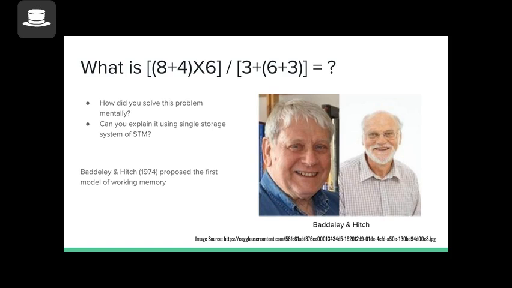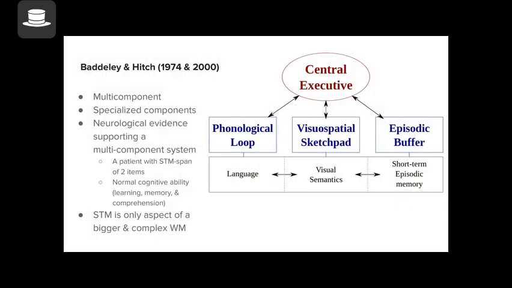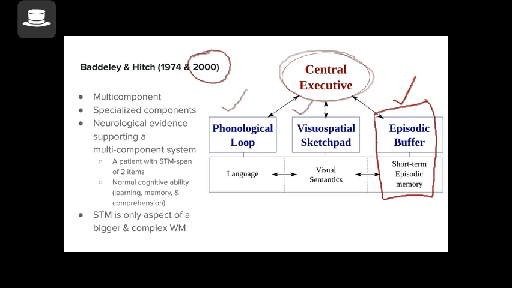So to explain it, Baddeley and Hitch proposed the first model of working memory. Again, there were several other models presented at that time, but the most popular one was Baddeley and Hitch's model of working memory, which they proposed in 1974. And that's what we'll talk about. When they initially proposed the model, it had only three components: the central executive, phonological loop, and visuospatial sketchpad. But later on, in 2000, they added a fourth component, the episodic buffer. We'll talk about each of these components in this video.